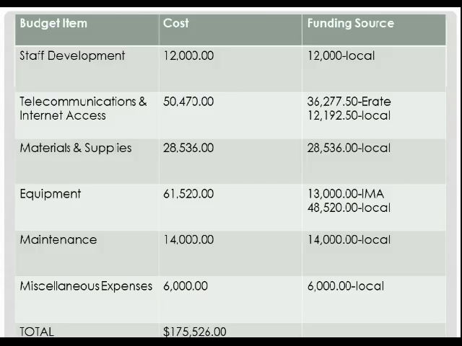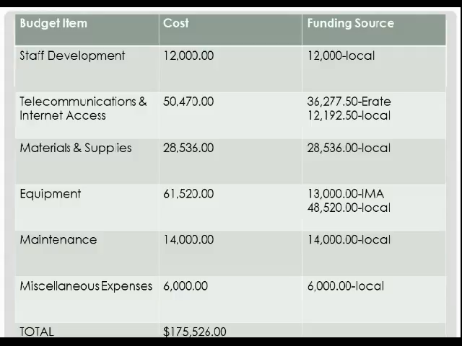So our final aspect of this technology plan is the budget. You can see that we have $12,000 set aside out of local funds for staff development. We have $50,470 set aside for telecommunications and internet access. This gets split between E-Rate and our local funds. E-Rate picks up $36,277.50, and locally we pay for $12,192.50 of our internet access.